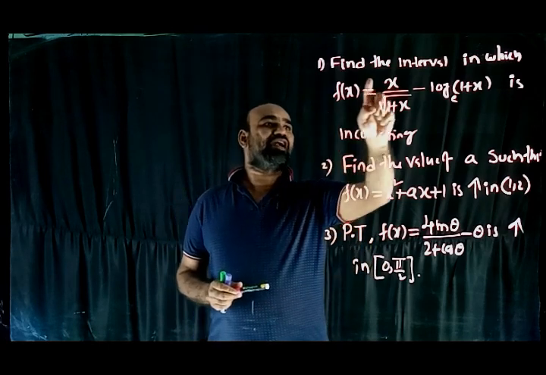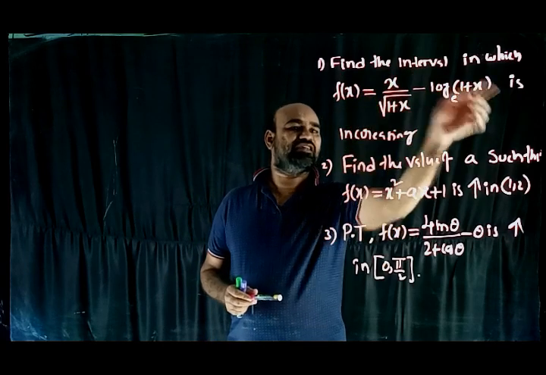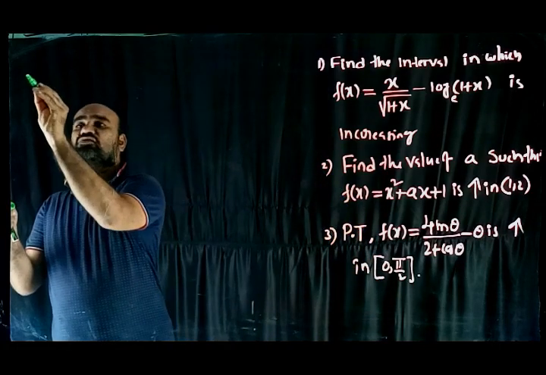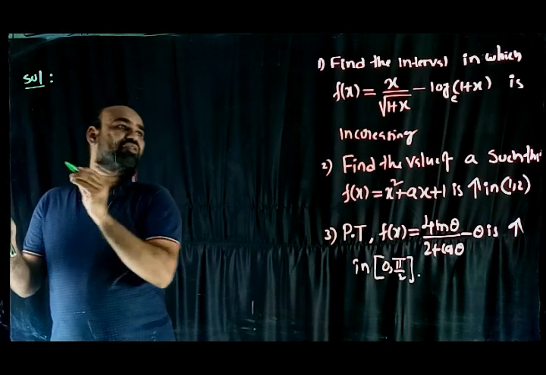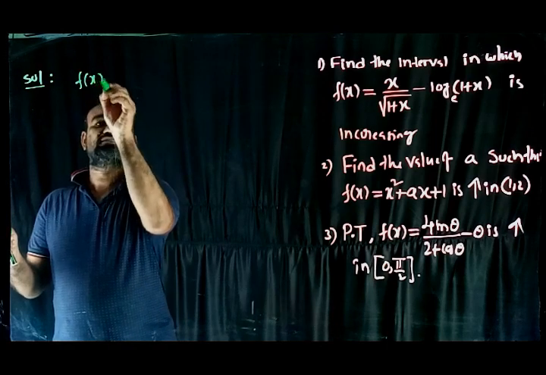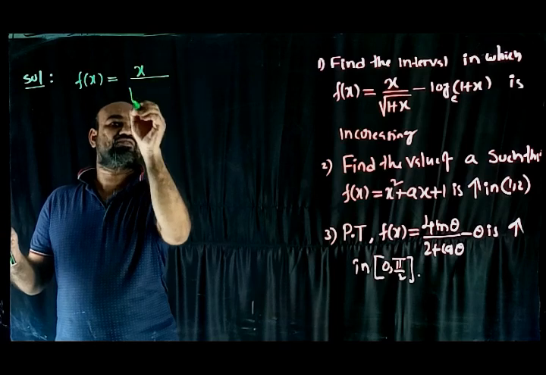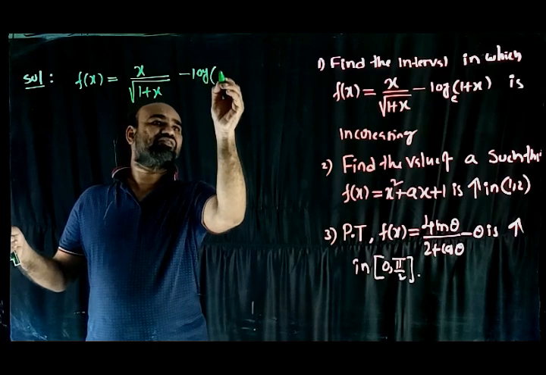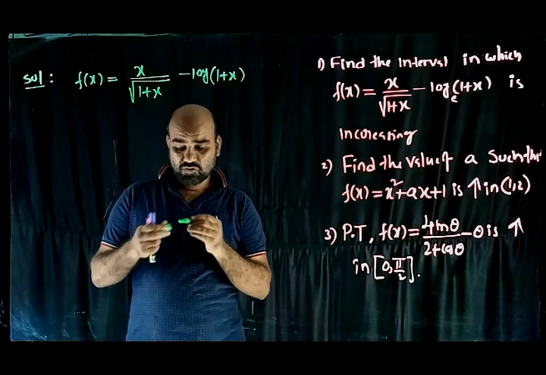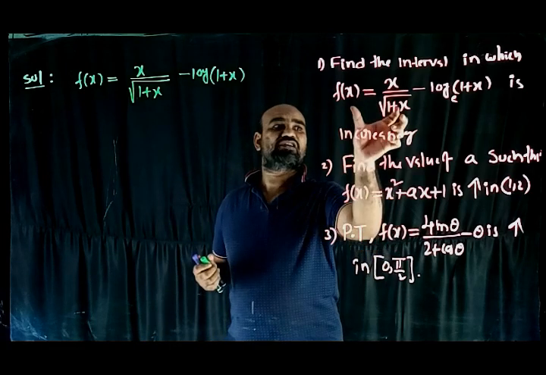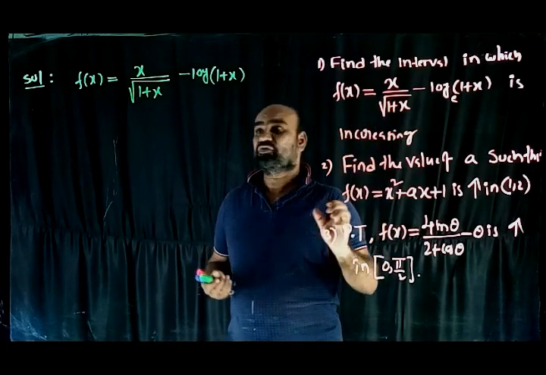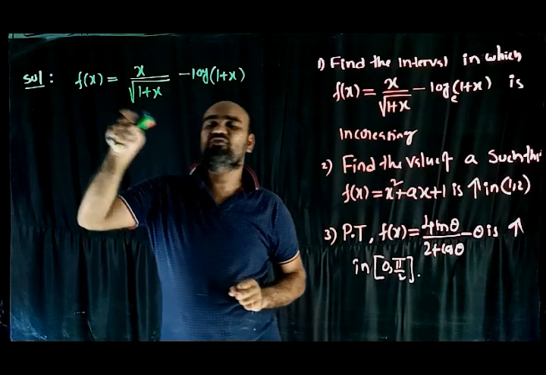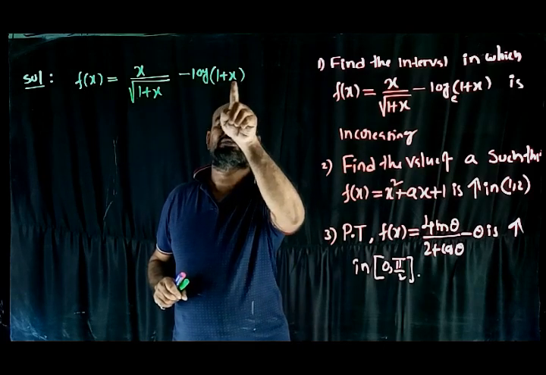Problem 1. Find the interval in which this function is increasing. Okay, so first, the solution for the first problem. f of x is given as x by root over 1 plus x minus logarithm of 1 plus x. The question is in what interval this function is increasing. First, by observing this problem we can say that the domain of the function is greater than minus 1.